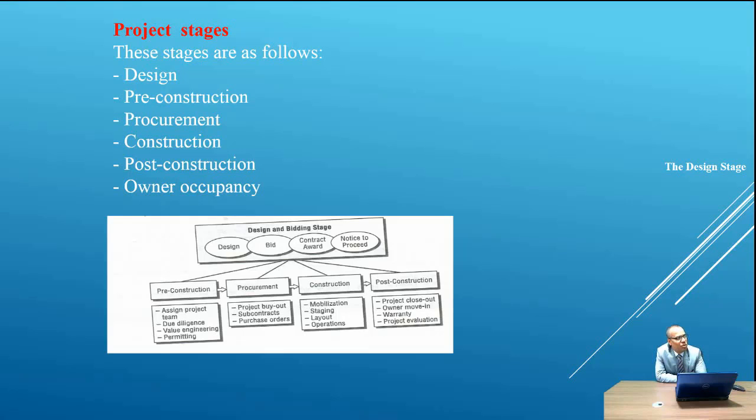نأتي على مراحل المشروع. يمر المشروع بعدة مراحل، وهي الديزاين والبري كونستراكشن والبروكيورمنت والكونستراكشن والبوست كونستراكشن والاونر اوكيوبنسي، يعني مرحلة تشغيل المشروع، وموضحة بهذا الشكل الواضح أمامنا في أسفل النافذة، اللي هو الديزاين والبيد والكونتراكت أوارد والنوت تو بروسيد، وموضحة كل البري كونستراكشن والبروكيورمنت والكونستراكشن والبوست كونستراكشن.